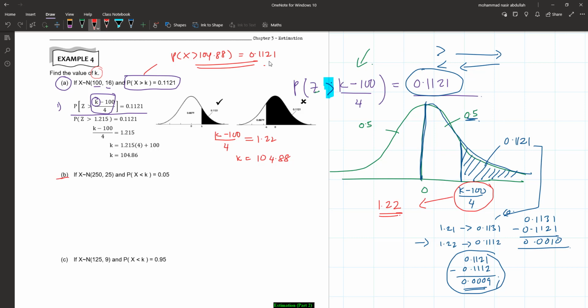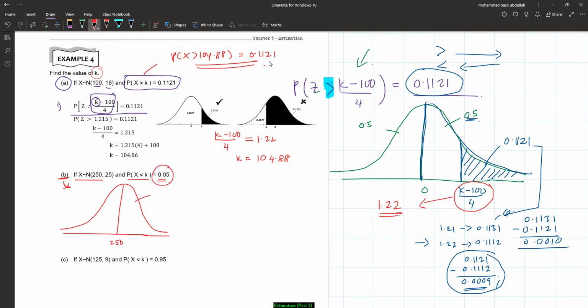So let's look at example B. Right. So we have X having a normal distribution with mean 250 and variance 25. So we want to find the probability of X less than K equal to 0.05. So first step, let's draw the normal distribution first. So we want to know where X is located. So this is 250. So X less than K is 0.05.